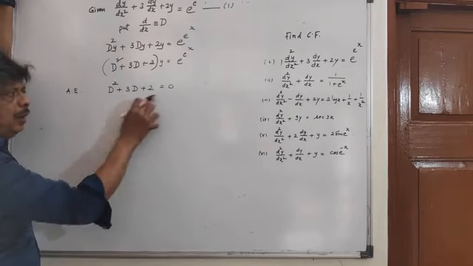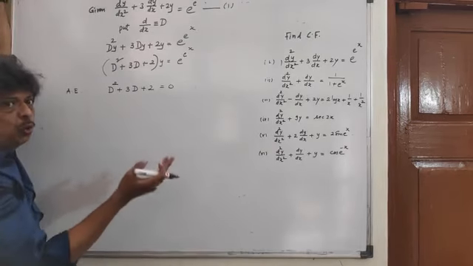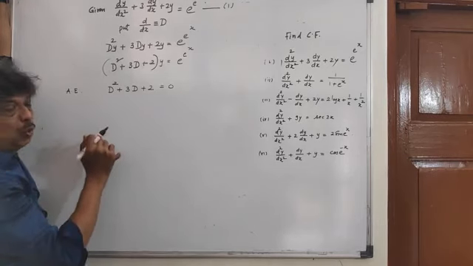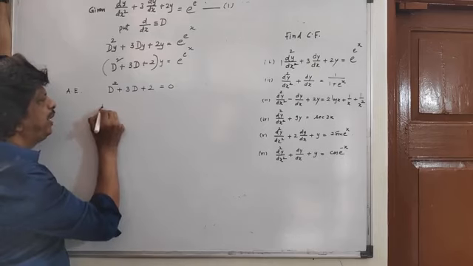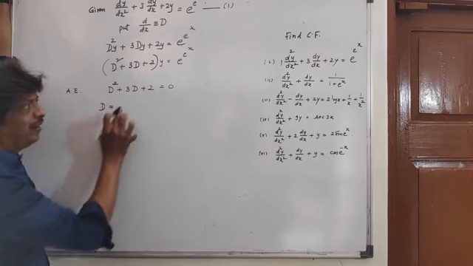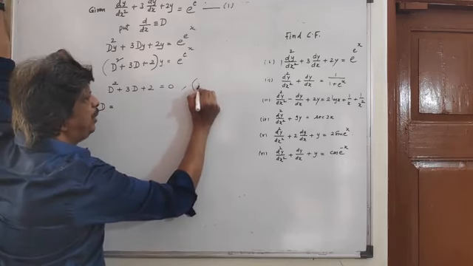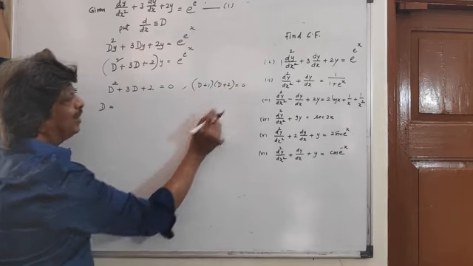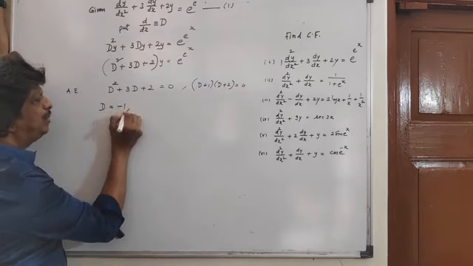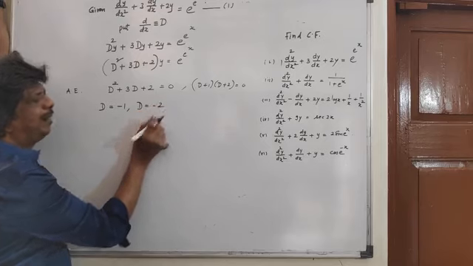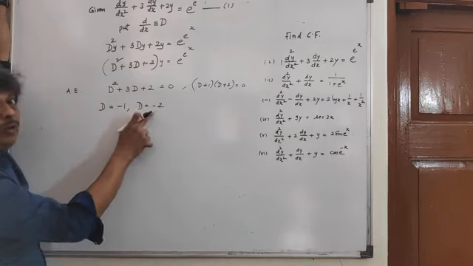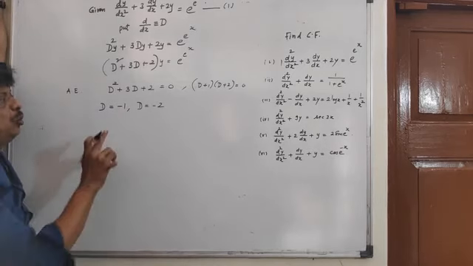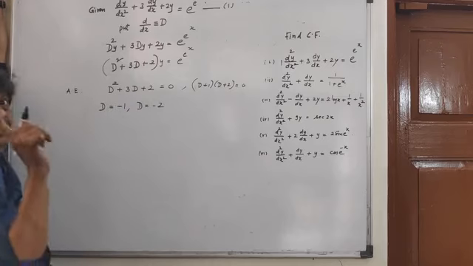Now, this is a quadratic equation. It has two roots. D² + 3D + 2 has roots. What are the roots of this equation? The factors of this equation are (D + 1)(D + 2) = 0. So the roots are obviously D = -1 and D = -2. Minus 1 is not equal to minus 2. Moreover, minus 1 and minus 2 are real. So this corresponds to your case number 1.